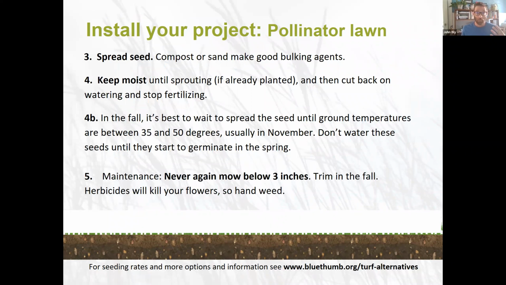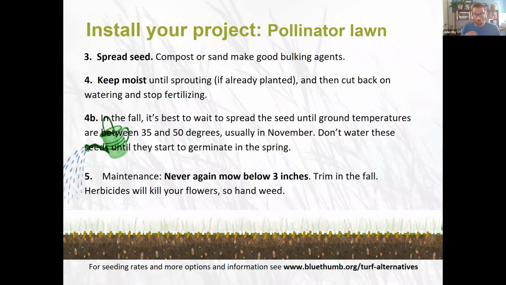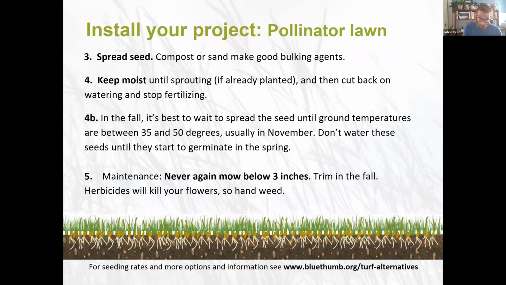Then you'll want to spread seed. The seeding rates are on our website and a variety of our resources. I think if you're putting in the regular bee lawn, fescue, white clover, self-heal, and creeping thyme, it's about 4 pounds of fescue seed per 1,000 feet. And then the flower seeds are measured in ounces, somewhere between 2 and 8 ounces per 1,000 feet. So we're not talking about much seed.